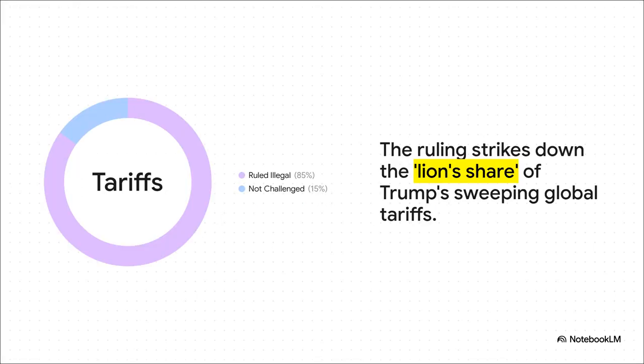Now, this ruling doesn't get rid of all the tariffs. It strikes down what's being called the lion's share, those huge global tariffs that were always in the headlines. But some other specific tariffs that were imposed using different legal authorities, well, they weren't part of this lawsuit, so they get to stay in place, at least for now.